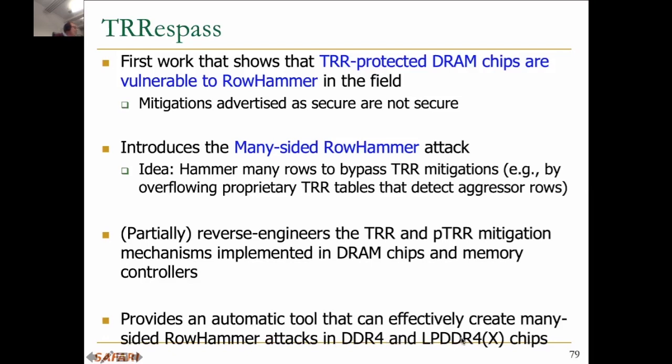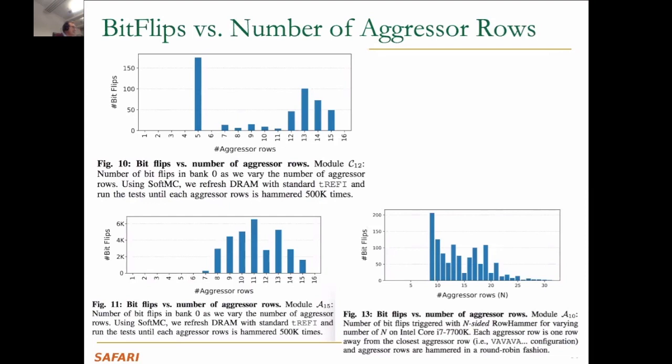You can download this tool. I don't have the link here, but the paper has the link. You can download it and actually improve the tool, make it better, or see if your DRAM chips are vulnerable. Although the tool doesn't cover all the cases. Basically, the tool can be improved also.